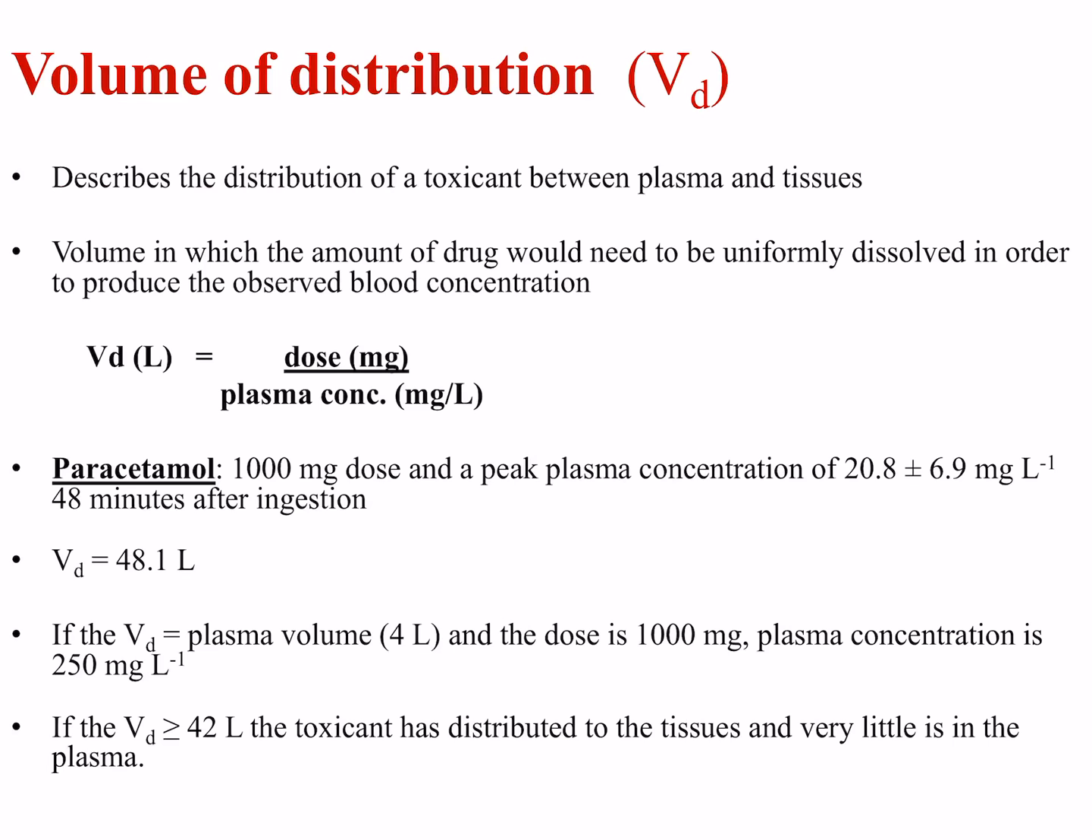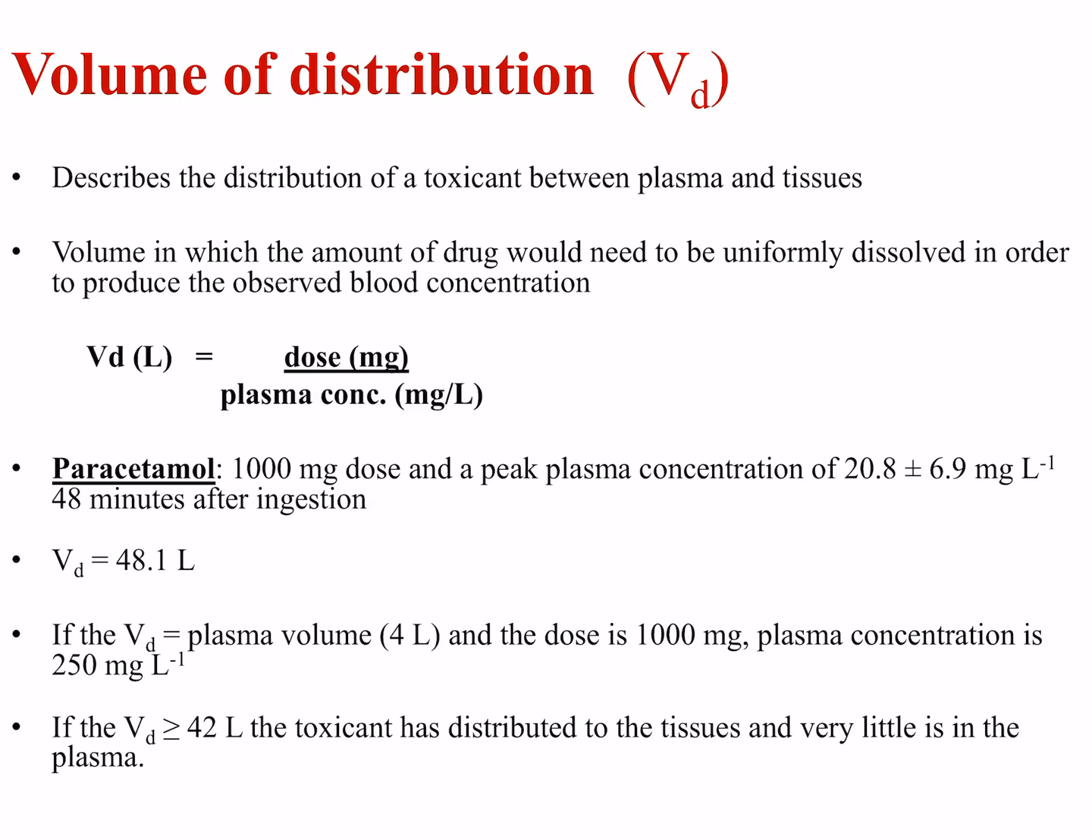The volume of distribution describes the distribution of a toxicant between plasma and tissues. Another way to describe it is the volume in which the amount of chemical would need to be uniformly dissolved in order to produce the observed blood concentration. The formula we have for this is VD, which is volume of distribution measured in litres, is equal to the dose in milligrams divided by the plasma concentration in milligrams per litre.